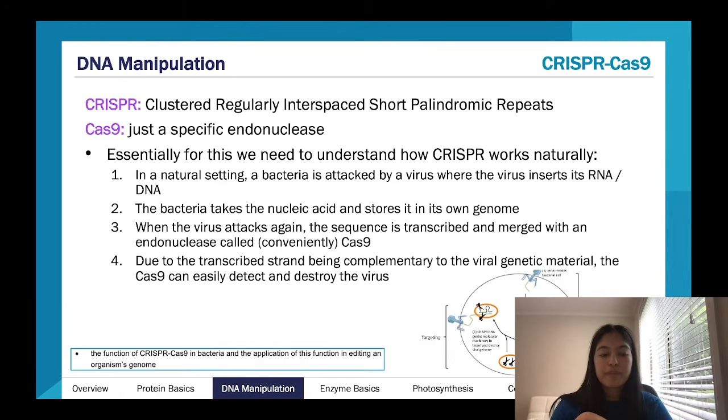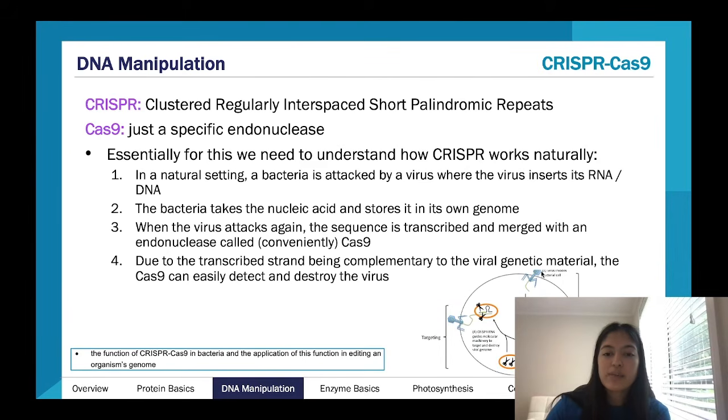So the bacteria takes a little bit of this genetic material and stores it within its own genome. It's almost like taking a photo. It takes a little photo of this virus and stores it in its pocket, so that the next time this virus comes along, the bacteria will be able to pull it out, compare it, and mount a response really quickly. That's how it uses CRISPR-Cas9. So we take our little snapshot of some of this DNA and stick it into the bacterial genome. So when this virus comes again and attacks the cell, the genetic material is stored in our CRISPR sequence.